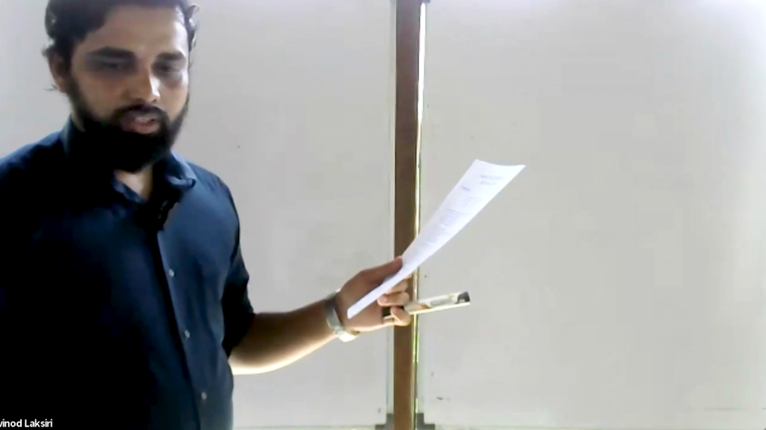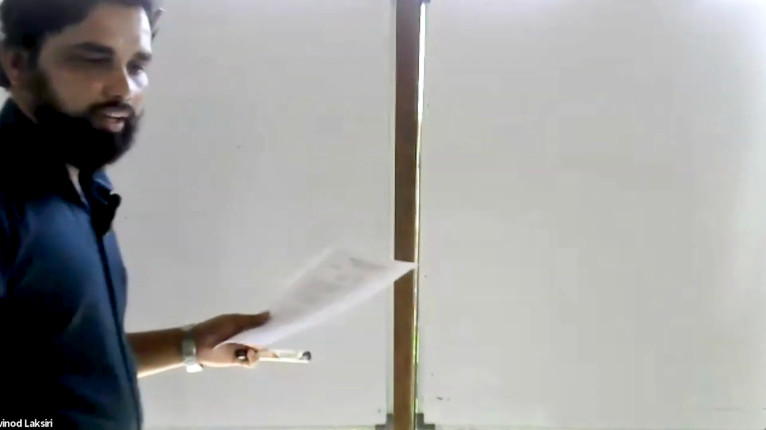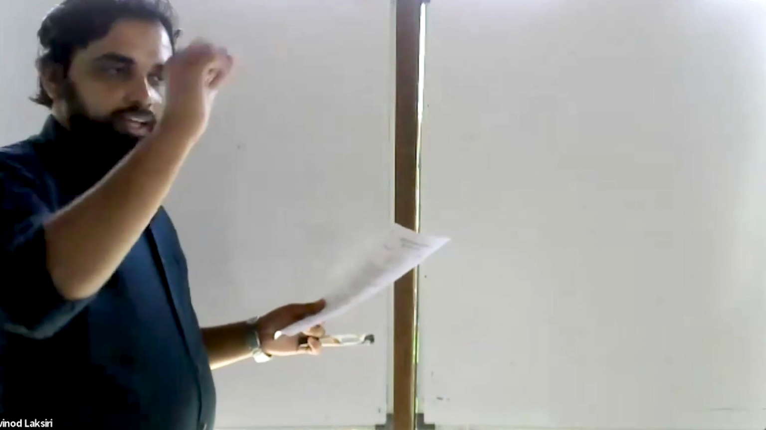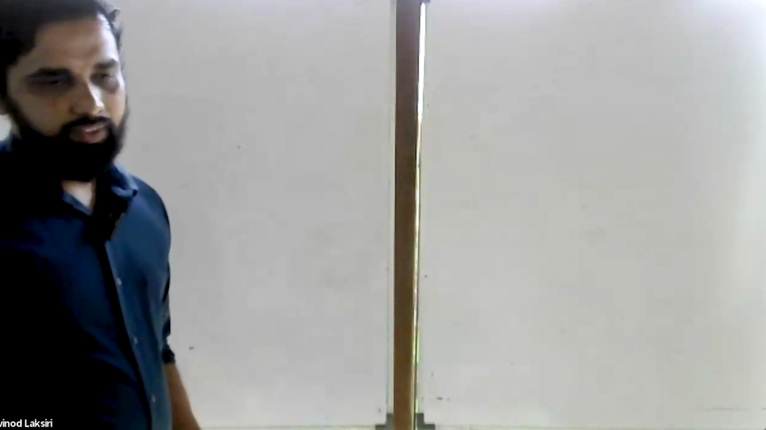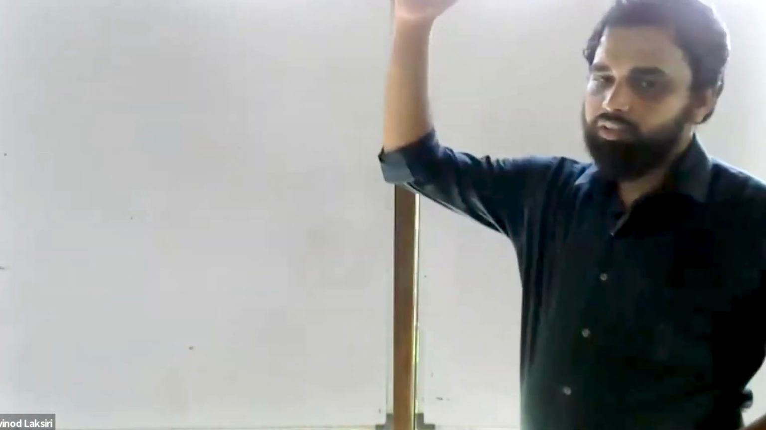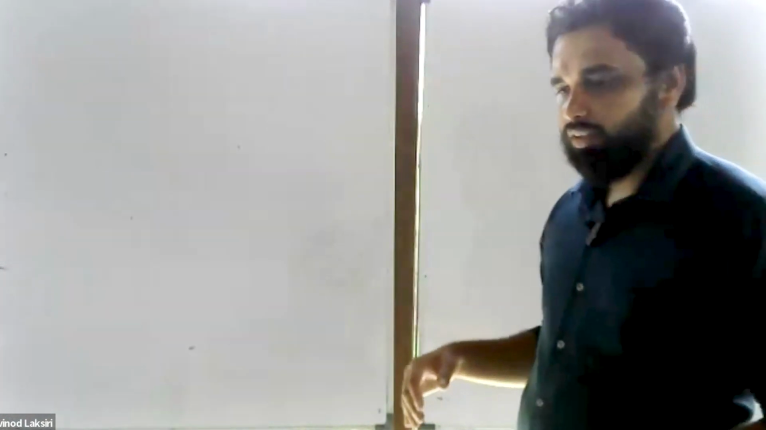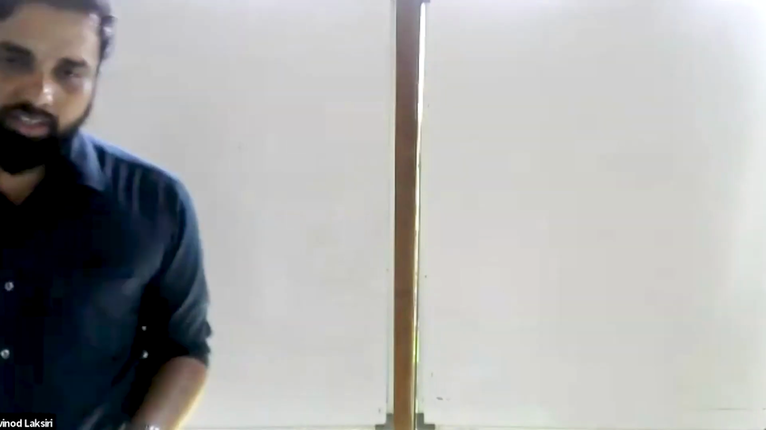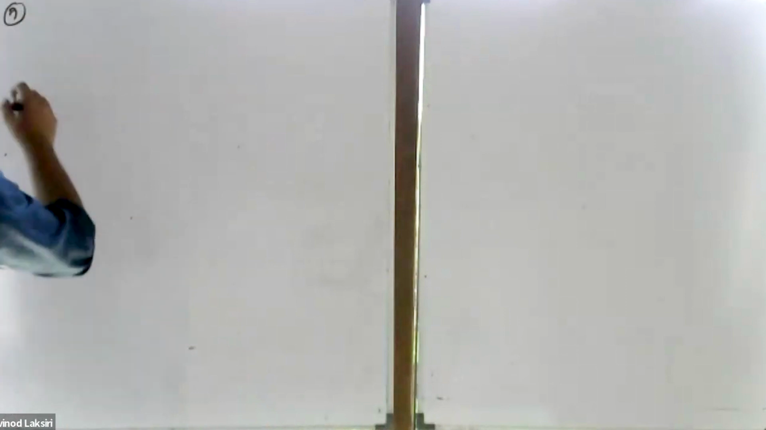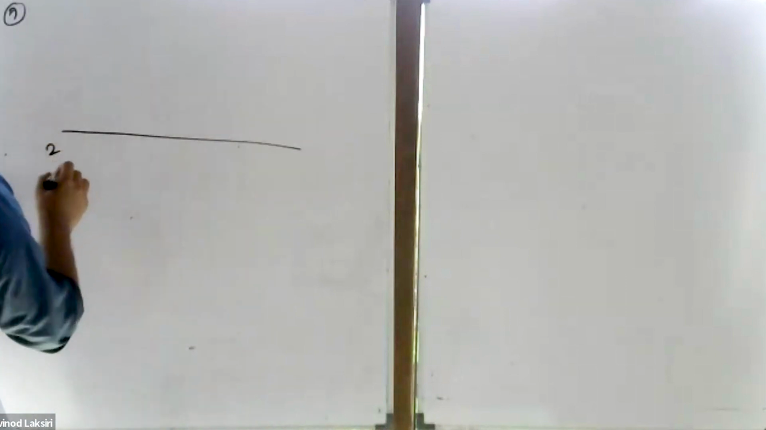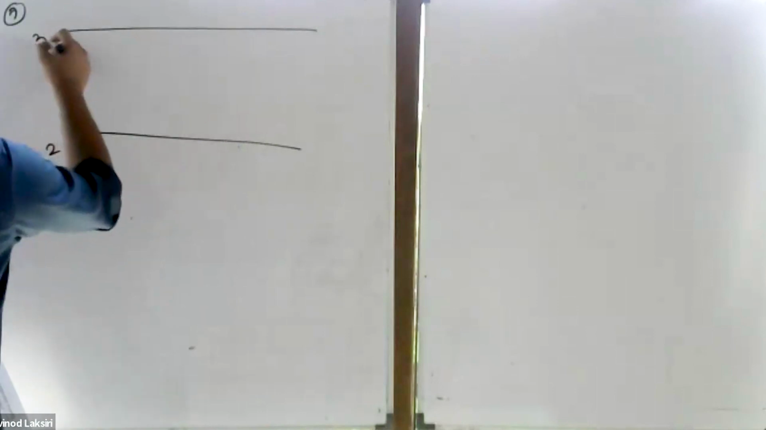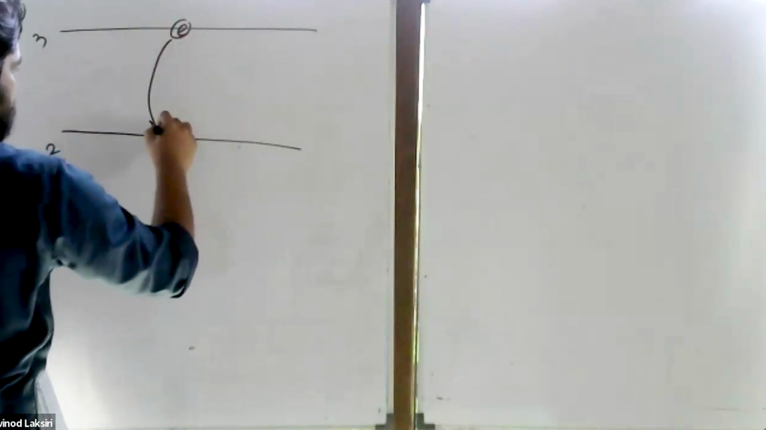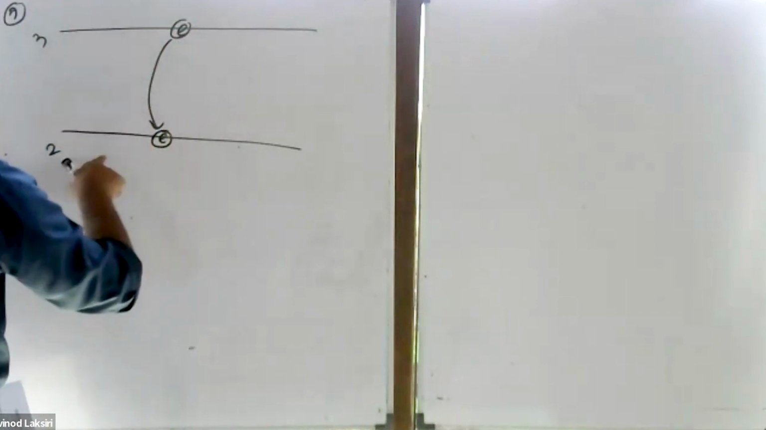Here the energies of the second and third energy levels are given. We have to calculate the energy of the red line. The red line is created when an electron is transferred from third to second. That is why the energies of the second and third levels are given. Next are 4 to second, 5 to second, and 6 to second. So here this is the second level and this is the third level.